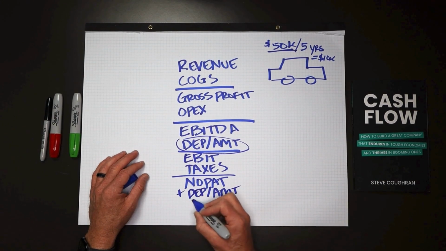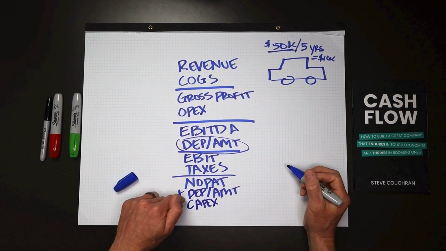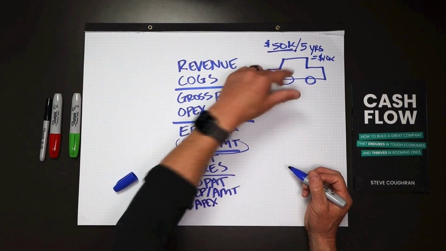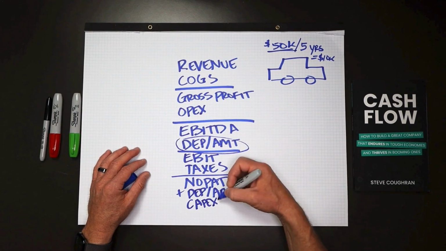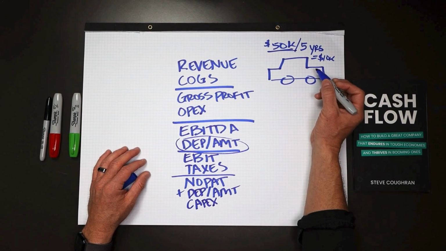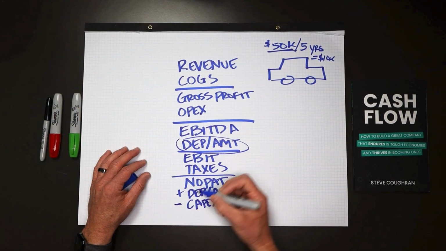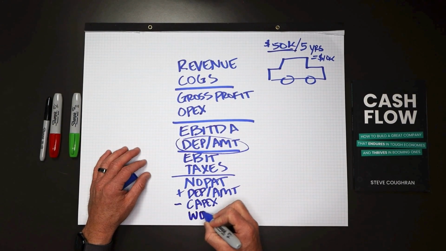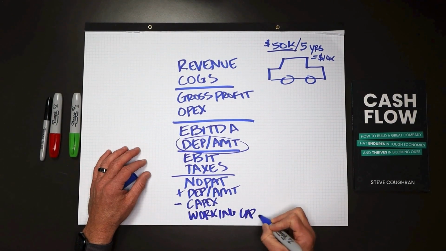Then we account for changes in CapEx. CapEx is when we invest in trucks, trailers, equipment, buildings, etc., right? Capital investments, capital expenditures, in other words, to support the business. So these are the assets we invest in. So we account for these. So we subtract CapEx. And then we also have to account for working capital.